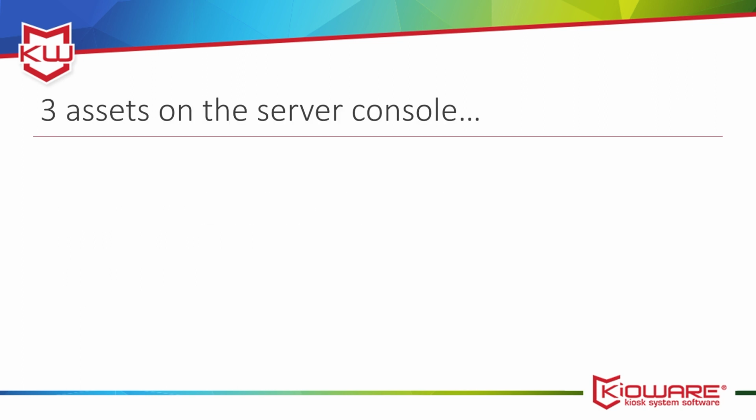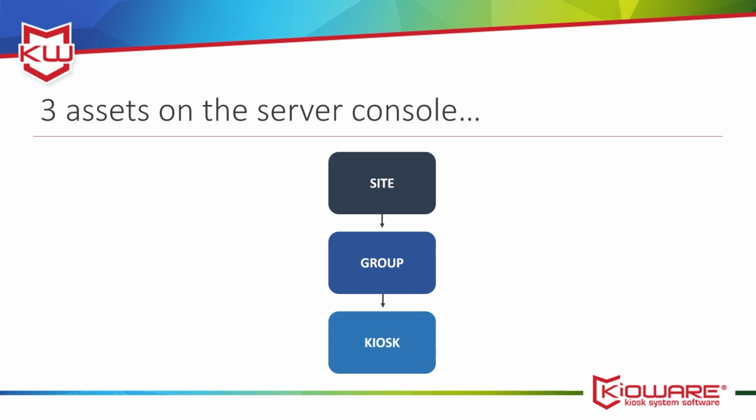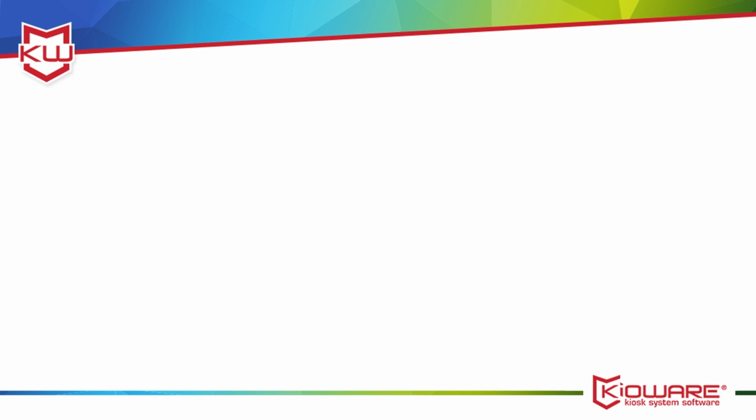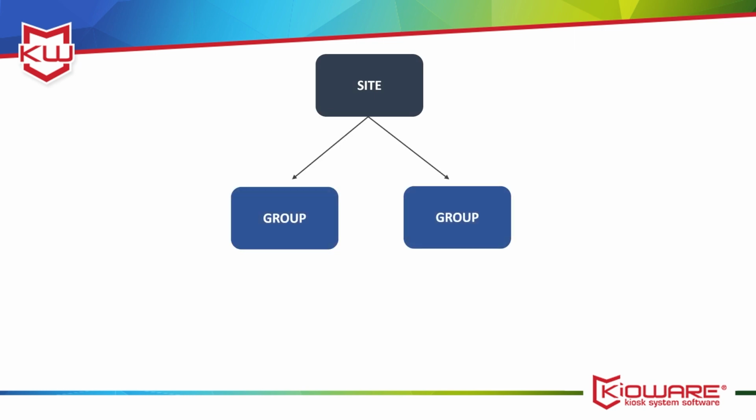There are three assets viewable from the browser-based server console: the site as a whole, groups, and kiosks. At the top, you have a site. Within a site, there are groups, and within those groups are your kiosks. Organizing by group is the simplest way to organize devices. Within a site, there are groups. And within groups, you can have additional groups and/or your devices.